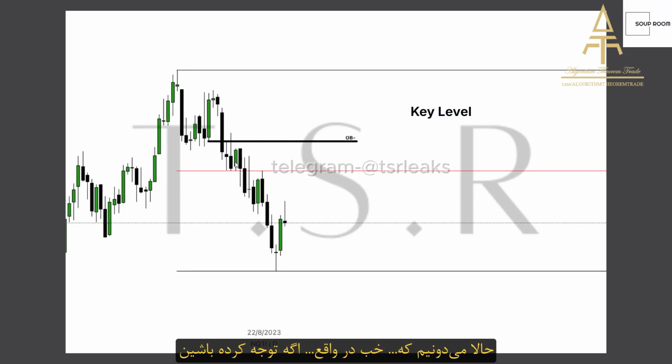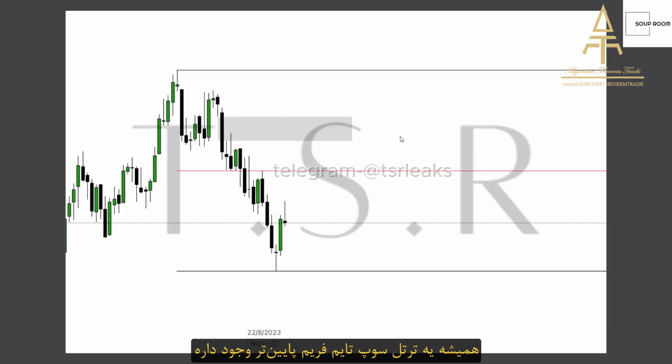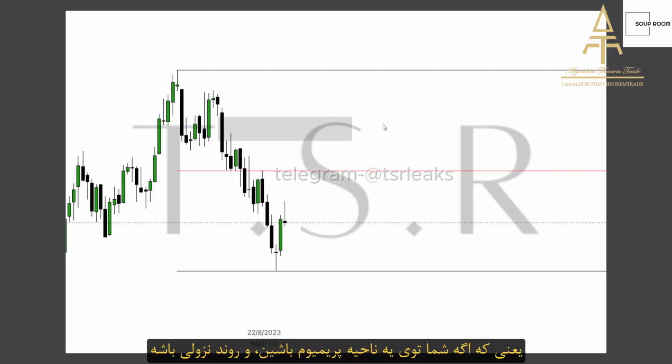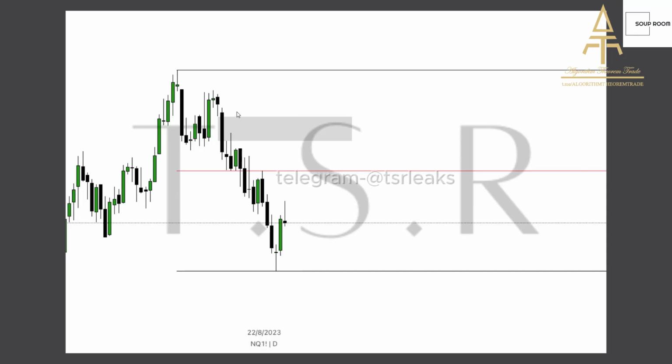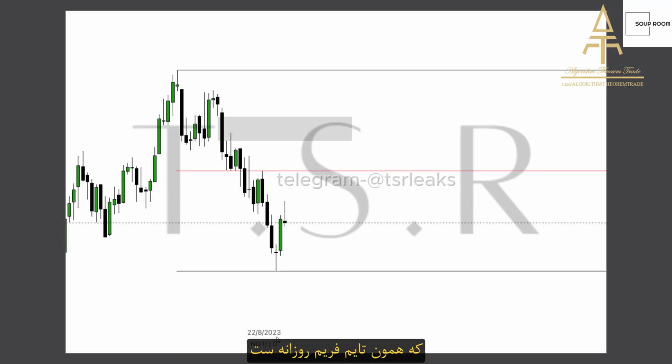Now, we know that, well, actually, if you guys have been paying attention, you would know that within a higher time frame fair value gap, there will always be a lower time frame turtle soup. This is an entry model in itself. What does this mean? This means that if you are in a premium market and price is bearish, you are bearish in a premium, you want to be entering short, you find a key level, and that key level is in the form of a fair value gap on the higher time frame, which is a daily.